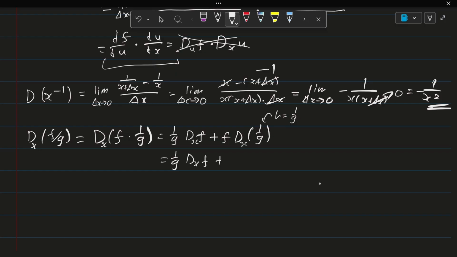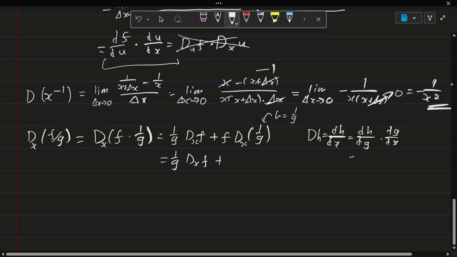So what happens with that? If I do the dh, this would basically mean this is dh over dx. Well, what if I write this as dh over dg times dg over dx? Now you would see something. Since h is 1 over g, and you differentiate this with respect to g, you would get negative 1 over g squared, right? And multiply that by the derivative of g with respect to x. So this is what you get: negative 1 over g squared dg over dx.